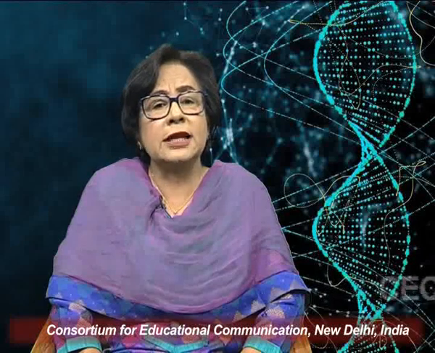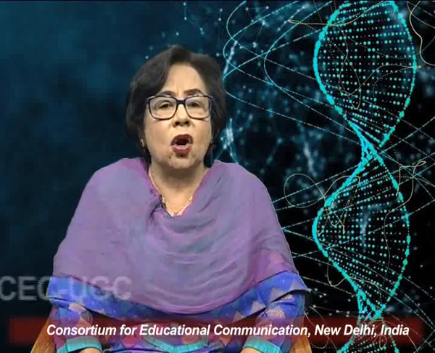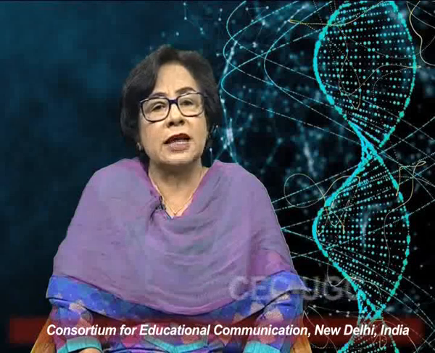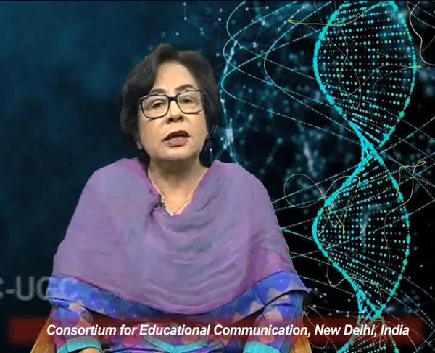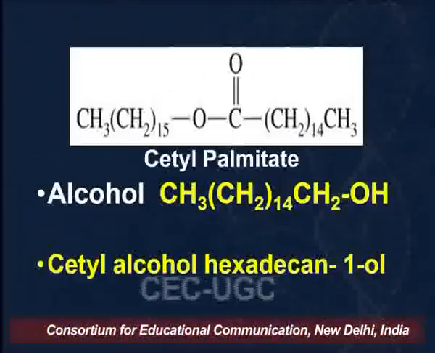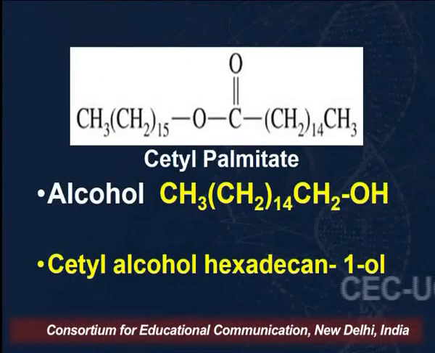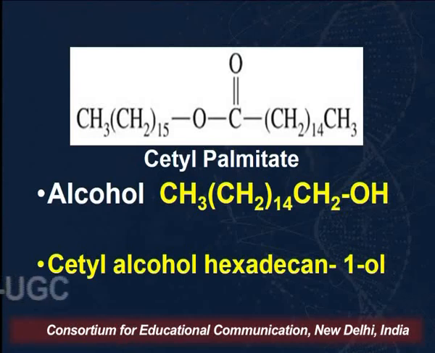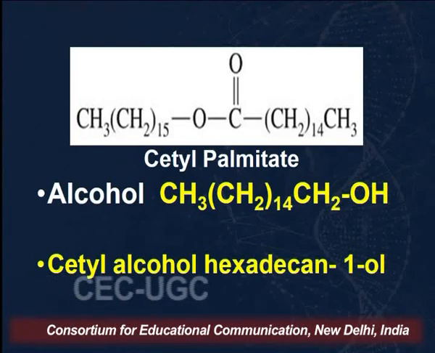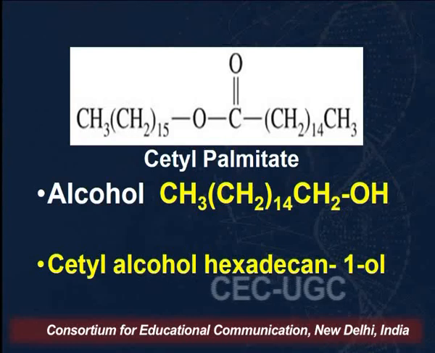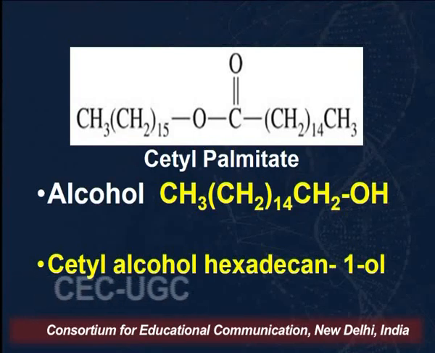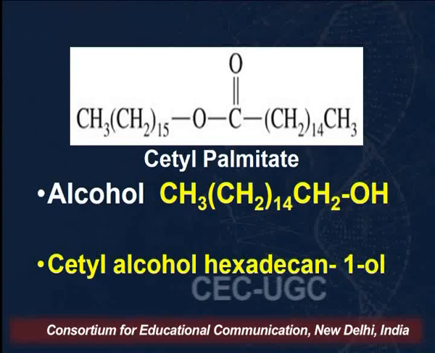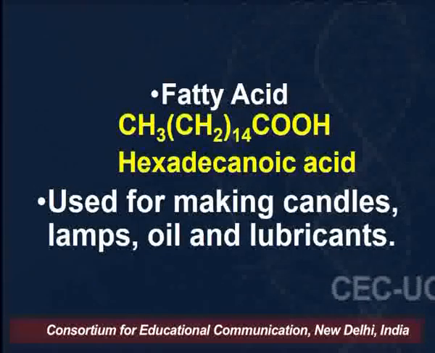So what is cetyl alcohol? If we look into the IUPAC name of cetyl alcohol, it is hexadecan-1-ol. That means it will have 16 carbon atoms in it, because decane indicates 10 carbons and hexa indicates 6 carbons. So 6 plus 10 is equal to 16. So the alcohol has 16 carbon atoms in it. So it is an ester of cetyl alcohol and palmitic acid.